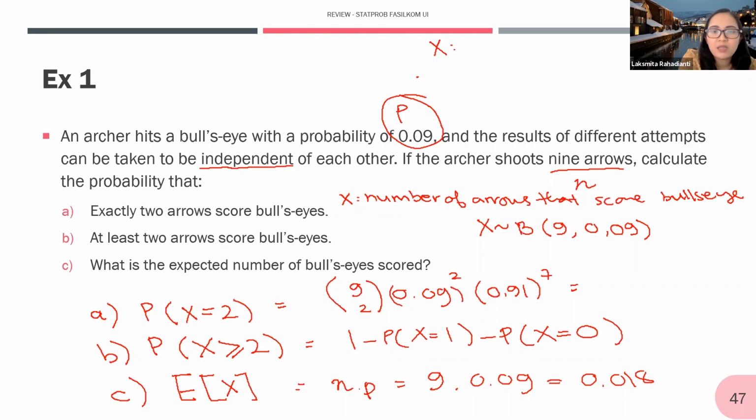Wait, that was dumb of me. Not 18. 9 times 9 is 81. Lesson of the day, use a calculator. 0.81. And that's it. That is the example 1 solved here.